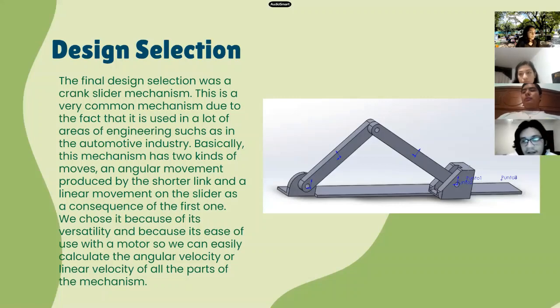Now for the design selection, we chose the slider crank mechanism. This is a very common mechanism due to the fact that it is used in a lot of areas of engineering, such as the automotive industry. Basically, this mechanism has only two kinds of movement, which is an angular movement by the shorter link, called the crank, and a linear movement by the slider. We chose it because of its versatility and its ease of use with a motor.